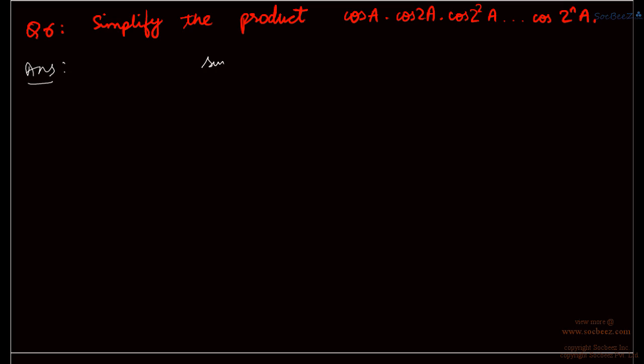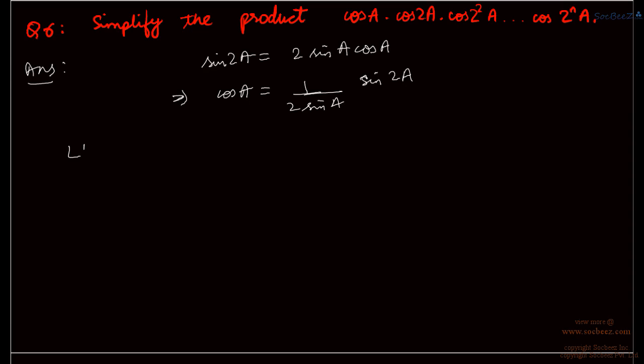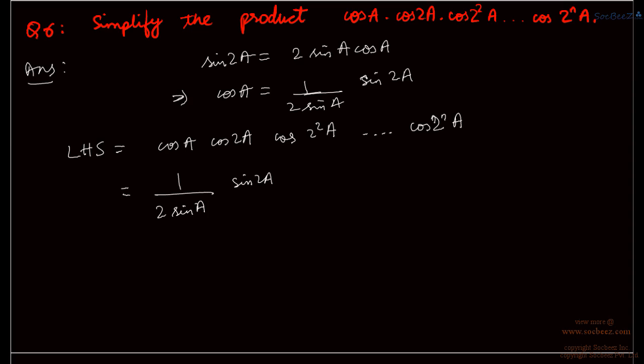Now we'll use the multiple angle formula here. Sine of 2a is 2 sine a cos a, which means cos a can be written as 1 by 2 sine a into sine 2a. So the LHS will be cos a cos 2a cos of 2 squared a, and these dots indicate the same trend being followed. The first one, cos a, I'll write as 1 by 2 sine a into sine 2a.